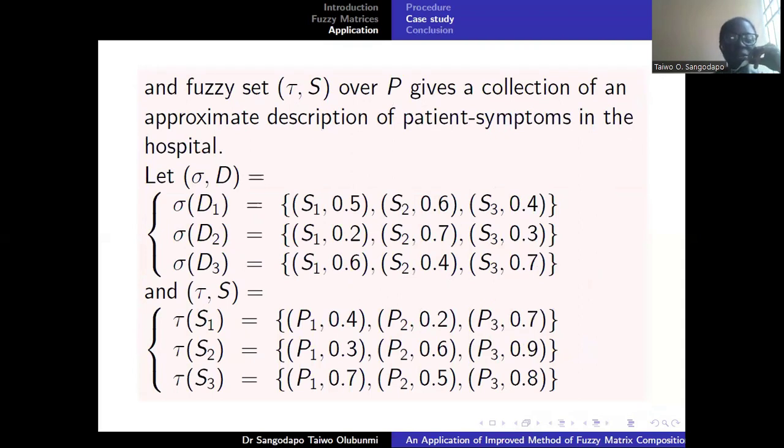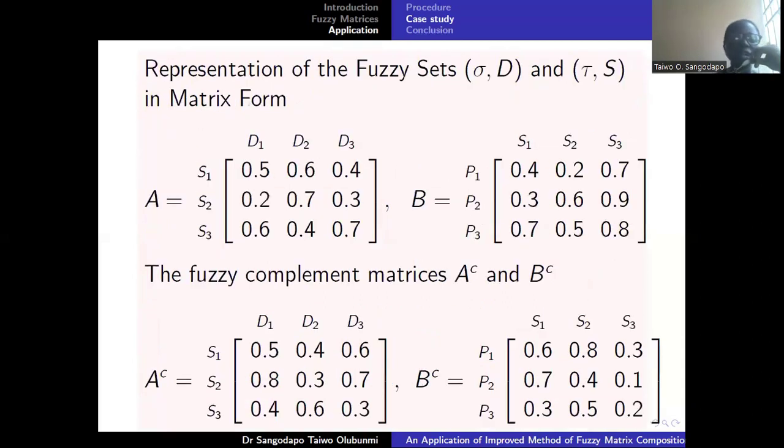So we have this data with us, the same data those two researchers used. So we want to apply our improved method. Now, the first thing to do, we represent the fuzzy set in matrix form. After that, we find the complement matrices. To find the complement, this is 1 minus each of the entries. This is 1 minus this, 1 minus this, 1 minus this. That will give us the entries for A complement. Also for B, we have 1 minus 0.4, 1 minus 0.2, 1 minus 0.7. That gives us entries for B complement.